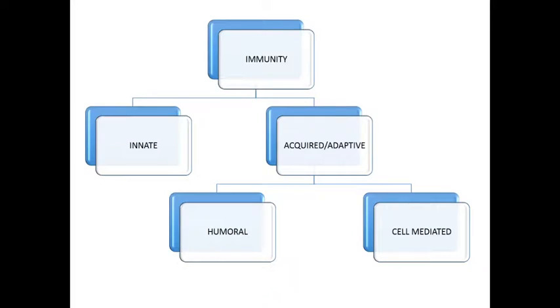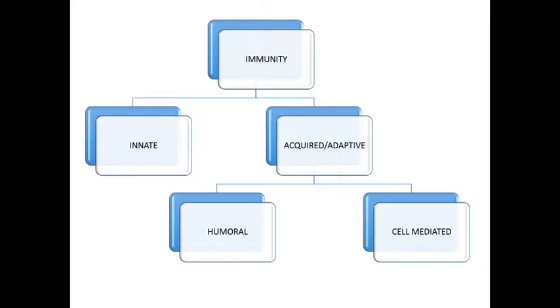Coming to immunity, we can have either innate or acquired immunity. Acquired or adaptive immunity is further divided into humoral and cell-mediated immunity. Humoral immunity is mediated by B cells, which when activated are transformed into plasma cells and produce antibodies. That is humoral immunity, but we are concerned only with cell-mediated immunity in this presentation.